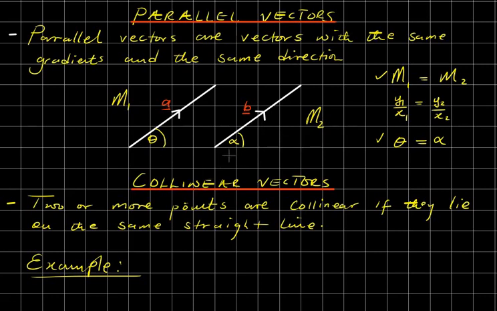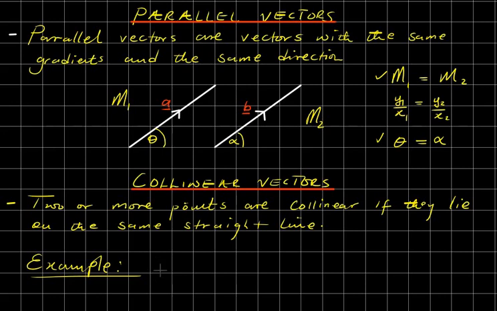Alright, so that's all about parallel vectors. They are basically vectors with the same gradients and in the same direction. How about collinear vectors? Before we can go to collinear vectors, let's talk about collinear points. We know from coordinate geometry that two or more points are collinear if they lie on the same straight line. This is how we defined collinear points: points that are lying on the same straight line.